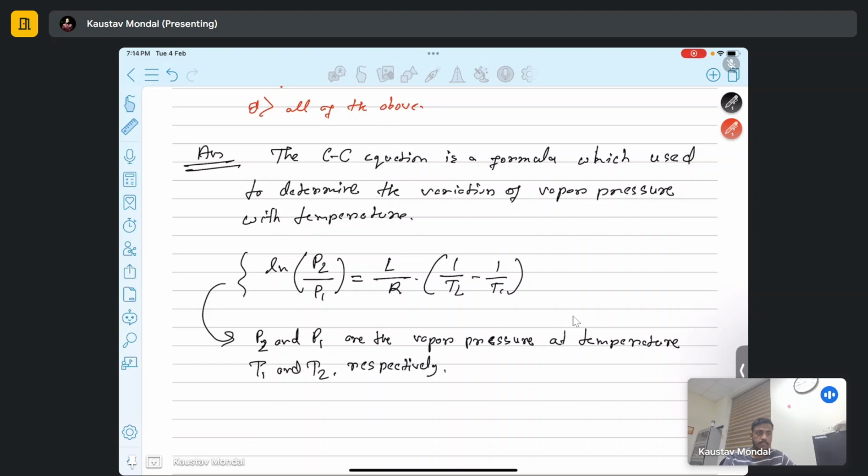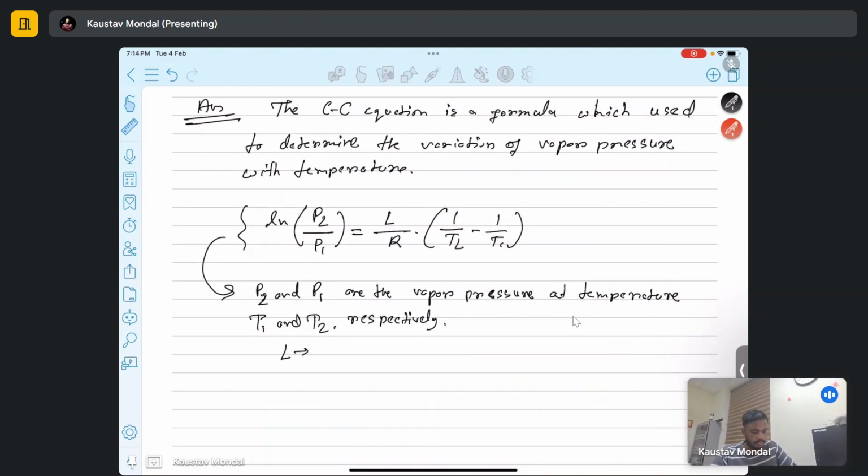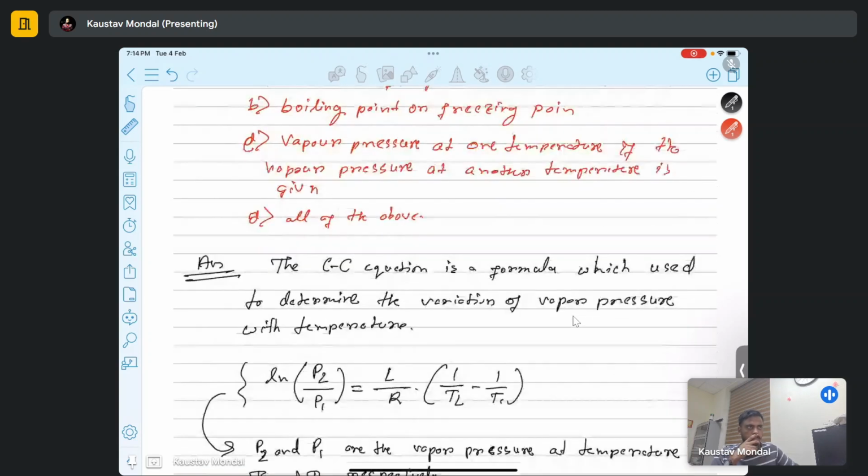Okay, so P2 and P1 are basically the vapor pressures. In a vapor, if you change the temperature, definitely the pressure should change, right? So how this change is happening, to calculate that, we basically use this Clausius-Clapeyron equation. And here L is basically latent heat. Now this is basically the statement of the Clausius-Clapeyron equation.